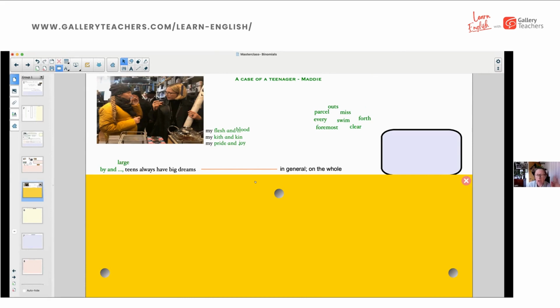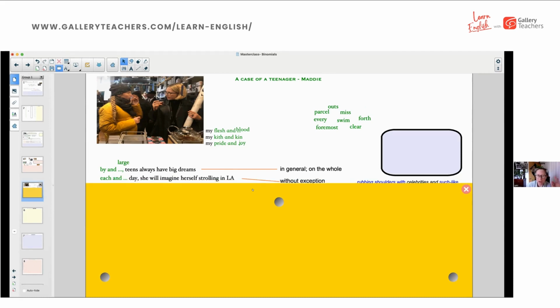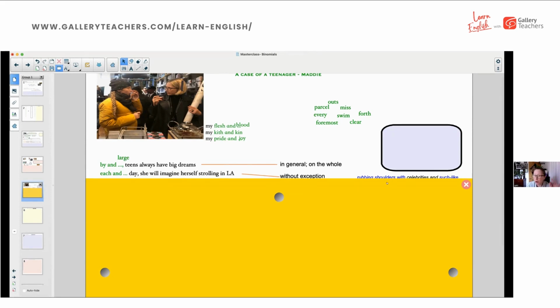But mind you, her dreams are big. So what she dreams of, okay, is LA and California and rubbing shoulders with celebrities and such like. So each and every day, very good. So each and every day, she will imagine herself strolling in LA without exceptions. Now, but then again, everybody has dreams, right? And we've just established that by and large, teens have big dreams. They always do. It's a rule.